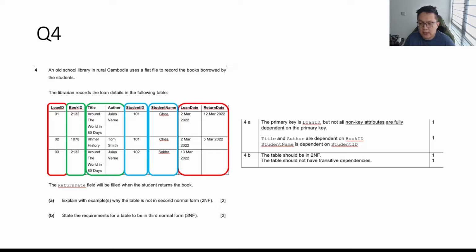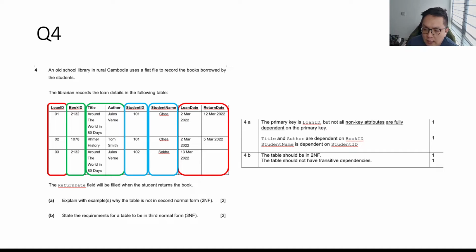First one, explain examples when the table is not in second normal form. In this case, we told you that the loan ID clearly is your primary key. But you can see that the red color cells, the loan date and the return date, are dependent on the loan ID, but the title and author need not depend on the loan ID, even though they're inside there. They can be referenced by the book ID. Same for student name, which can be referenced by the student ID. So you have to be clear that you need to mention that your non-key attributes must be fully dependent on the primary key. In this case, the only primary key is loan ID. The loan ID makes up the primary key, so these other attributes are not dependent on your loan ID.